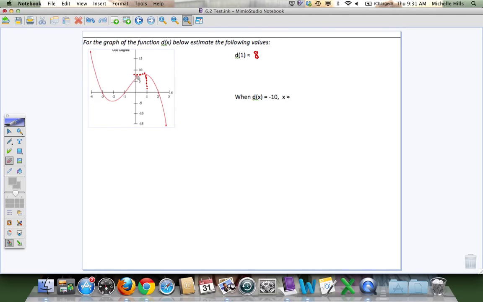And then it says, what about when the curve hits the vertical axis at negative 10? So I go across at negative 10, and then up to find the x value, and x is about 2.5.